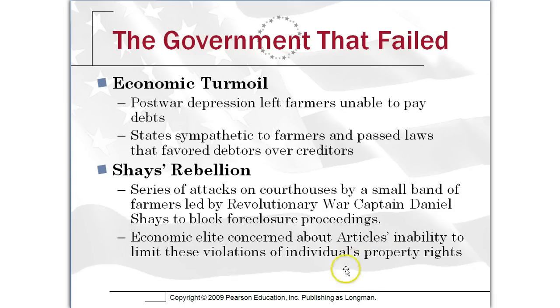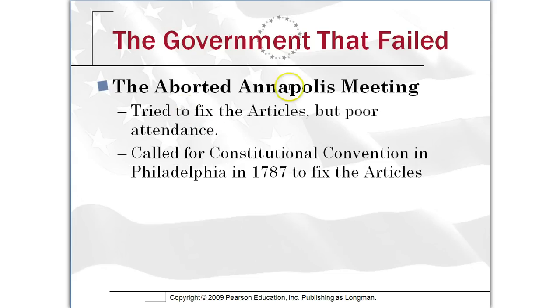So ultimately all these elite people decided to have a meeting in Annapolis, Maryland, because they were trying to fix the Articles of Confederation, but not a lot of people attended, and it wasn't very successful. The significance of this Annapolis meeting was that they decided to call for a constitutional convention in Philadelphia in 1787 with the goal of fixing the Articles of Confederation. Ultimately, we'll see that instead of fixing the Articles, they created our new Constitution.